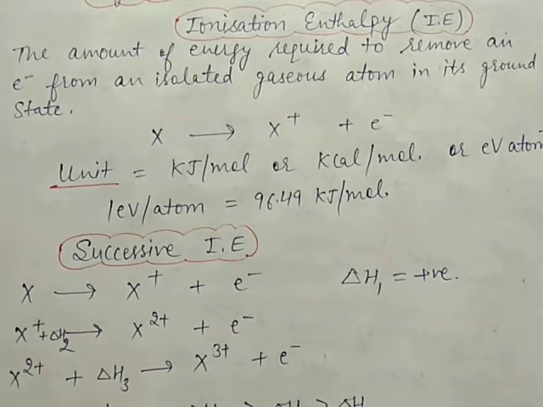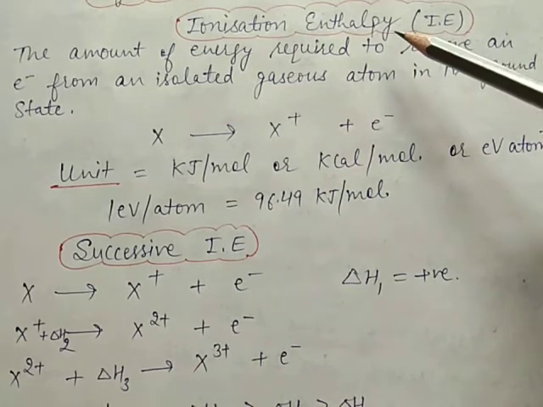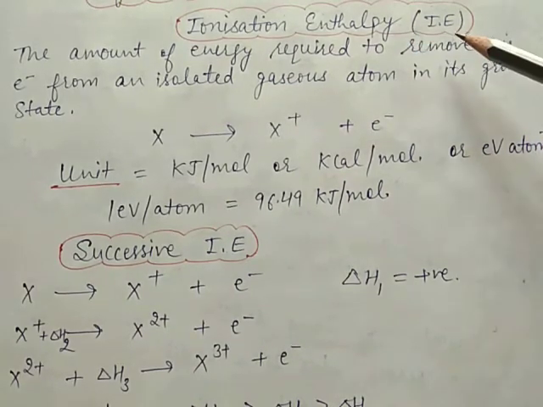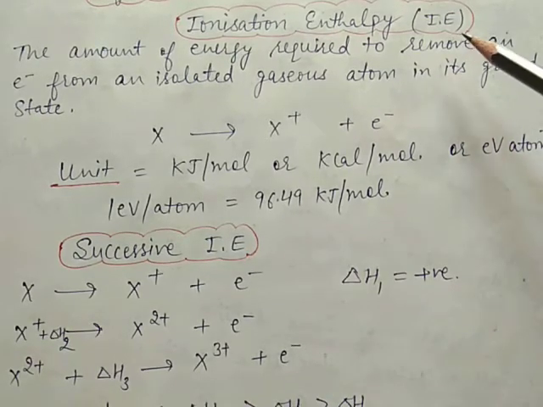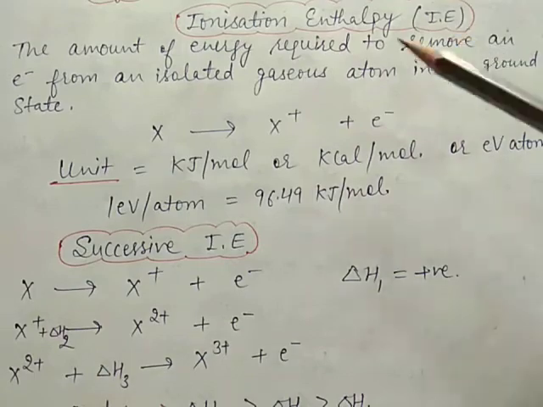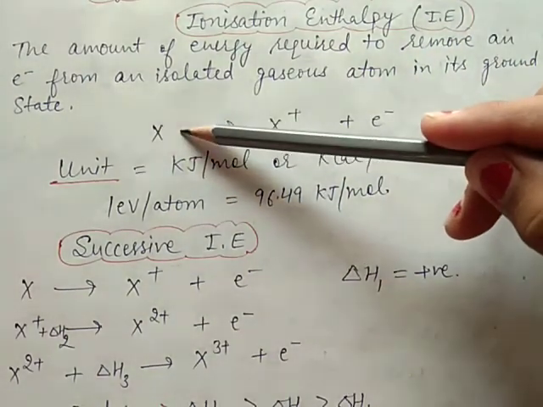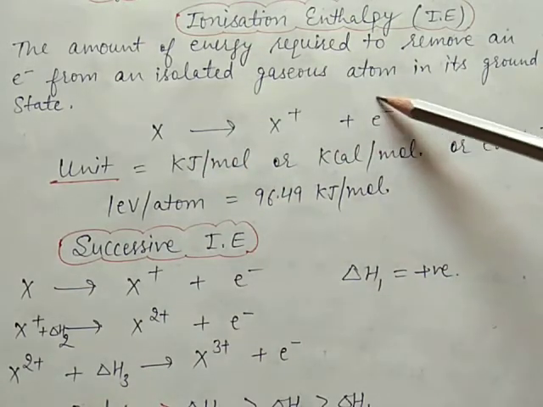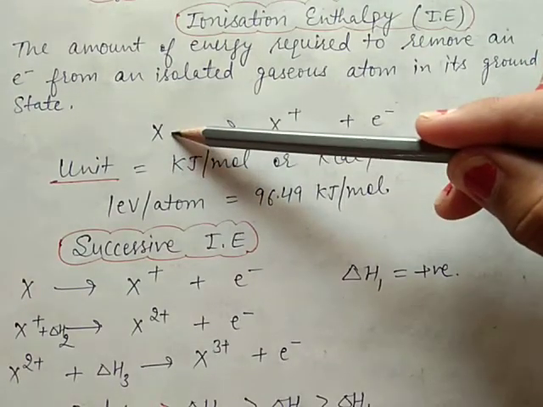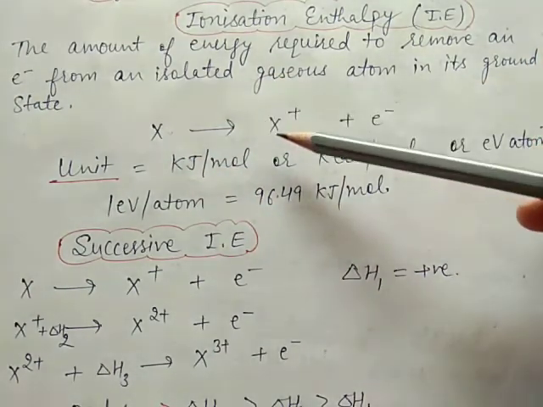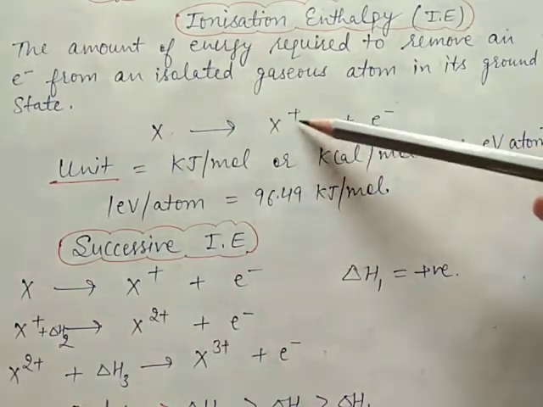Good morning, students. Today's topic is ionization enthalpy, or you can say ionization energy. What do you mean by ionization energy? Ionization energy means the amount of energy required to remove an electron from an isolated gaseous atom so that the atom forms a positive charge, meaning a cation.